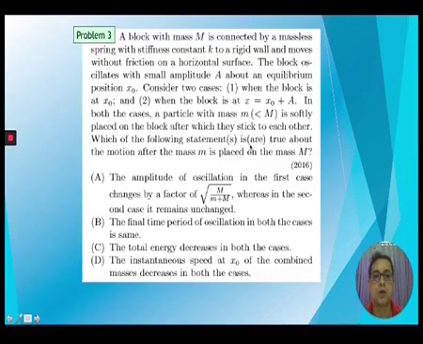Which of the following statements is or are true about the motion after the mass m is placed on the mass capital M? The options are: the amplitude of oscillation in the first case changes by a factor of square root of capital M by small m plus capital M, whereas in the second case it remains unchanged. The final time period of oscillation in both the cases is the same. The total energy decreases in both the cases. The instantaneous speed at x0 of the combined masses decreases in both the cases.